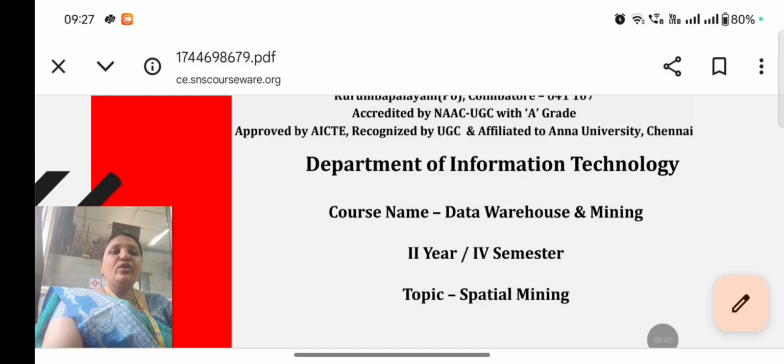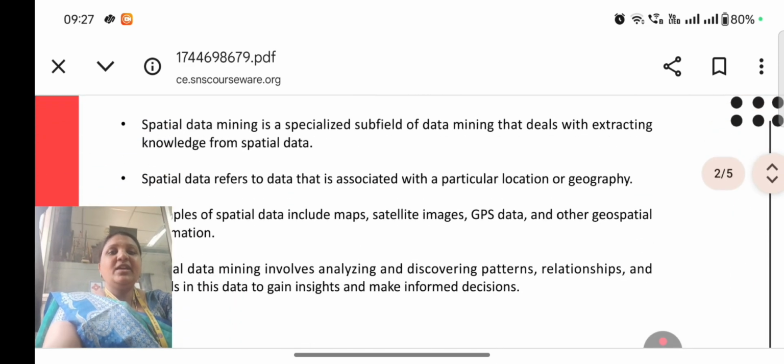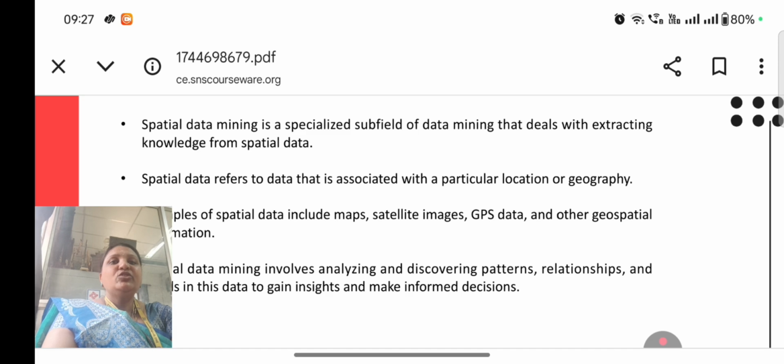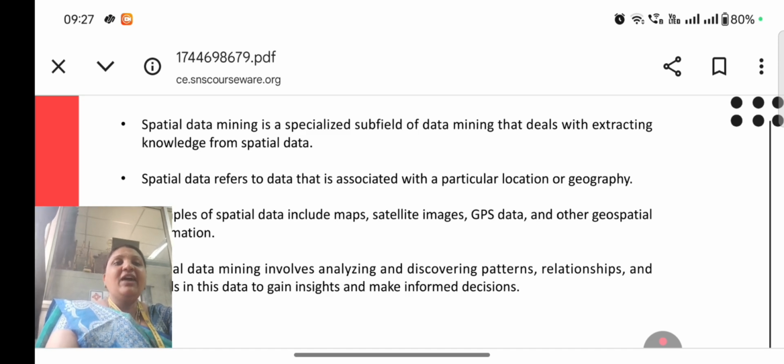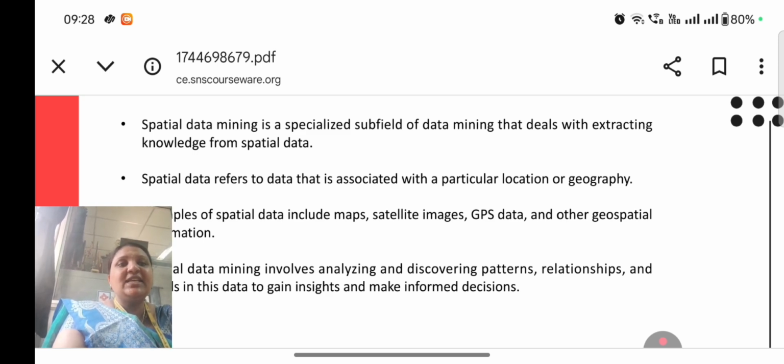Today, we are going to see about spatial data mining. Spatial data mining is one of the applications used in cluster methods. Spatial means the geographical aspect that has to be taken care of for a particular location, to be calculated with the help of datasets and data associations. Examples include maps, satellite images, GPS data, and other geographical locations.